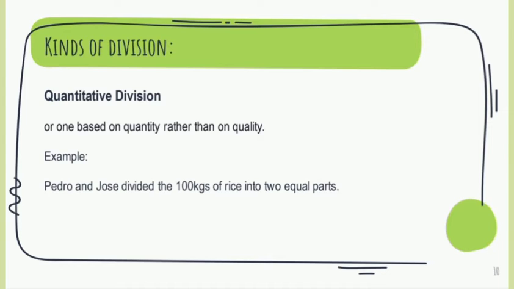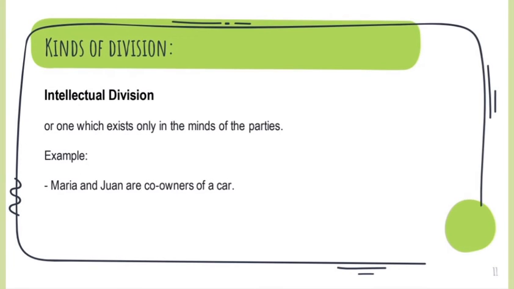So ibig sabihin, makaka-receive ang bawat isa sa kanila ng 50 kilograms of rice. Last is intellectual division or one which exists only in the minds of the parties. So for example, Maria and Juan are co-owners of a car. So yung car, hindi naman siya physically pwedeng hatiin. And nag-decide na lang yung parties na maghati na lang sa ownership.